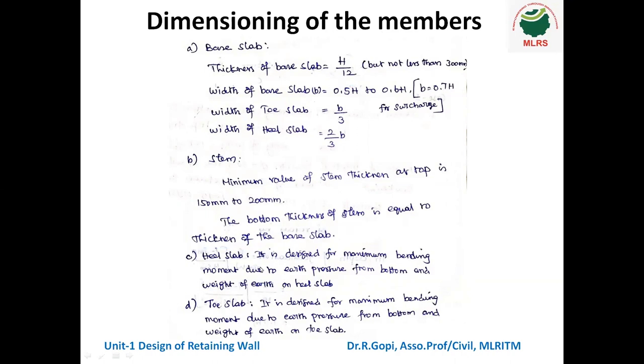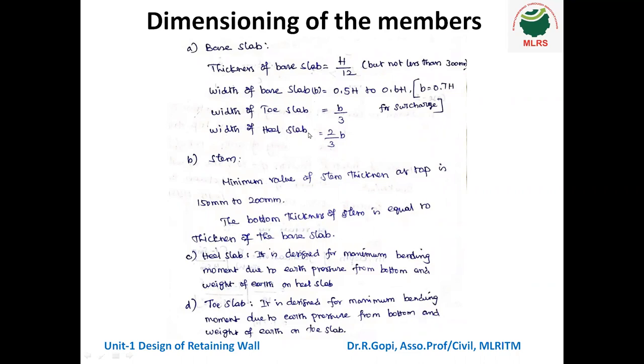So now coming to heel slab. Heel slab is designed for maximum bending moment due to earth pressure from bottom and the weight of the earth on the heel slab. So for heel slab, there is no thickness formula or reinforcement formula. It is based on how much bending moment is developed. Okay, so based on that we have to arrive. Next, coming to toe slab. So toe slab is a very very small element. So it is designed for maximum bending moment due to earth pressure from bottom and weight of the earth on the toe slab.